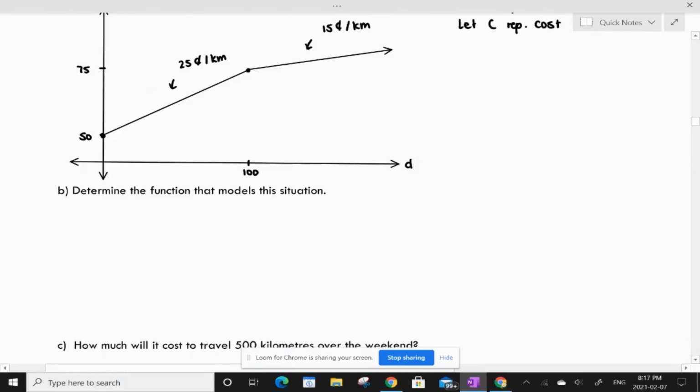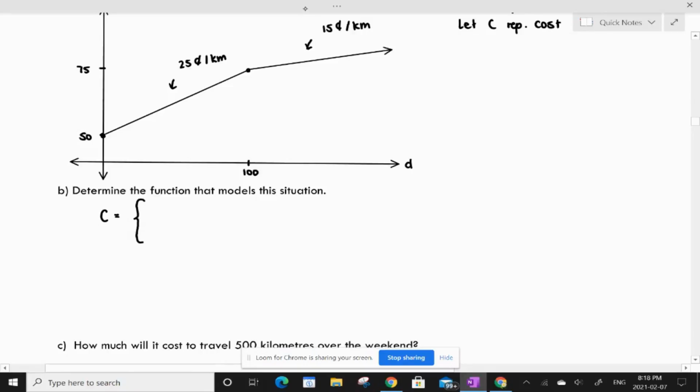So for B, it says determine the function that models this particular situation. In other words, we want to create the equations that represent this piecewise function. Now, I already have my let statements up at the top. I said let D represent the distance and let C represent the cost. So let's start off with the most obvious piece first, which is the first portion of our piecewise function. So if I'm doing C for cost, it's going to be split off into two different functions here.